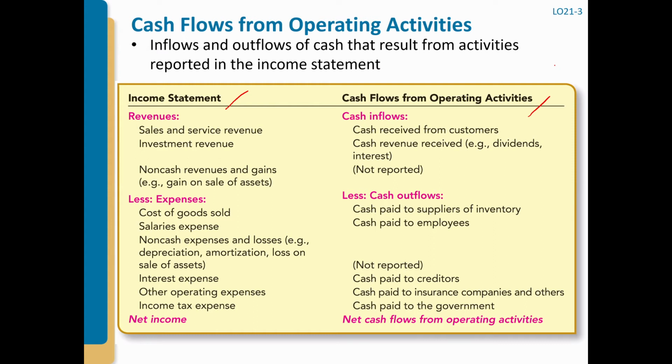Okay, so if you look at the income statement, this starting with revenues. So here we have two revenues, right? Sales revenue, investment revenues. Okay, and then related to sales revenue, so you sold your merchandise, then we will receive cash from our customers later on, right? So see these are related. So this cash received from customers is related to our sales revenues. Okay, and similarly for the investment revenue, right?